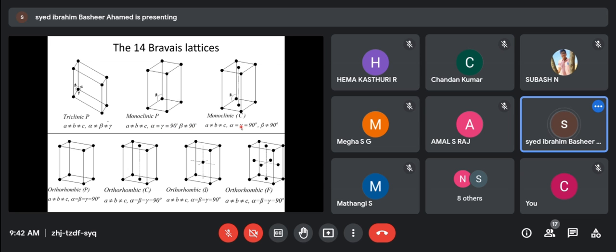The same thing. So A is not equal to B, not equal to C, and alpha, beta is 90. Beta, alpha, gamma is 90. Beta is not equal to 90.